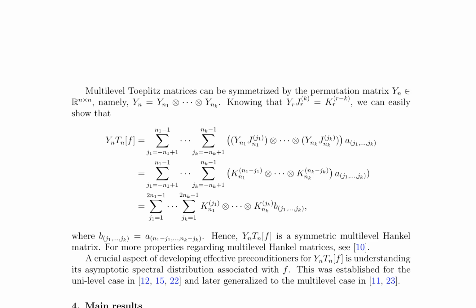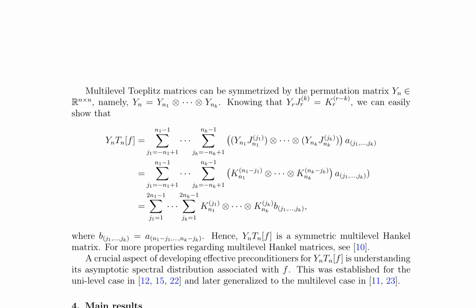Multi-level Toeplitz and Hankel matrices are defined and discussed, along with their properties. These include being Hermitian if the generating function is real-valued, and Hermitian positive definite if the generating function is real-valued and non-negative. The permutation matrix Y_n can be used to symmetrize multi-level Toeplitz matrices, such that Y_n T_n(F) is a symmetric multi-level Hankel matrix. The asymptotic spectral distribution of Y_n T_n(F) is crucial for developing effective preconditioners, and has been established for the unilevel case and generalized to the multilevel case.